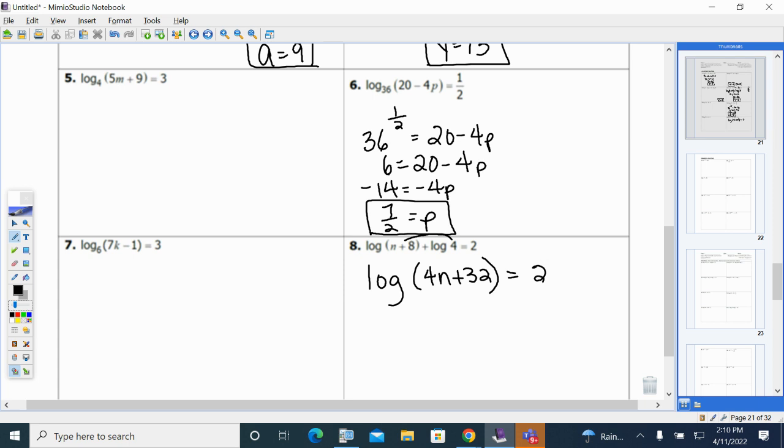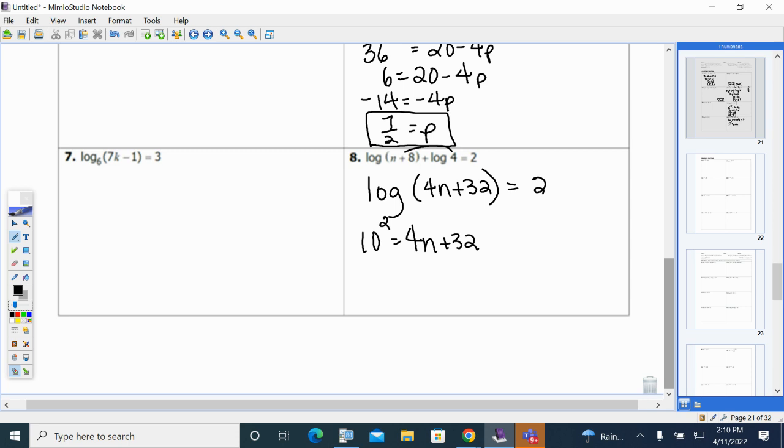So the base on this log, it's a common log, is 10. And 10 squared is 100. Subtract your 32. And you get 68. And then divide by the 4. And you get 17. Again, plug that back in.